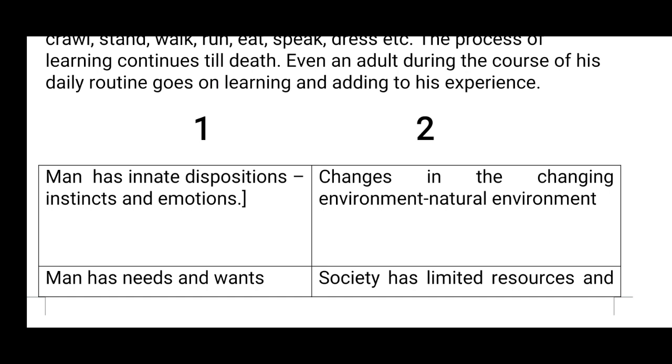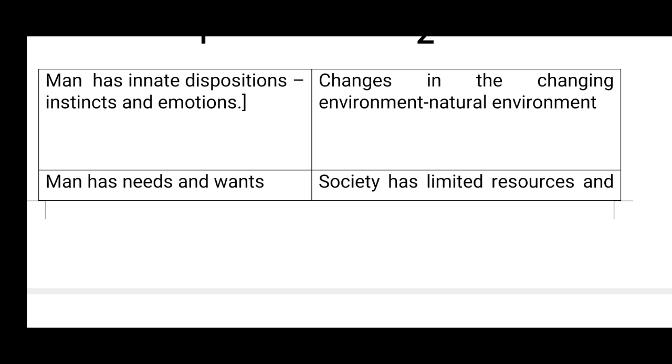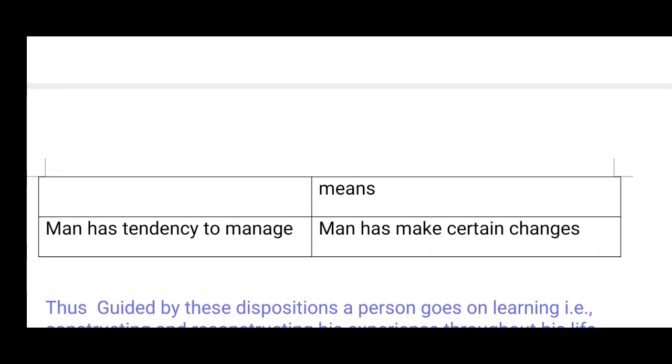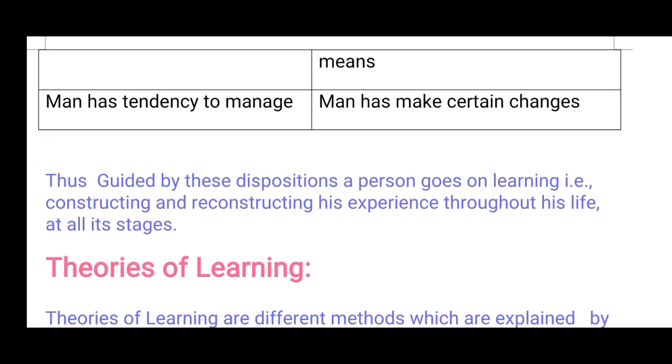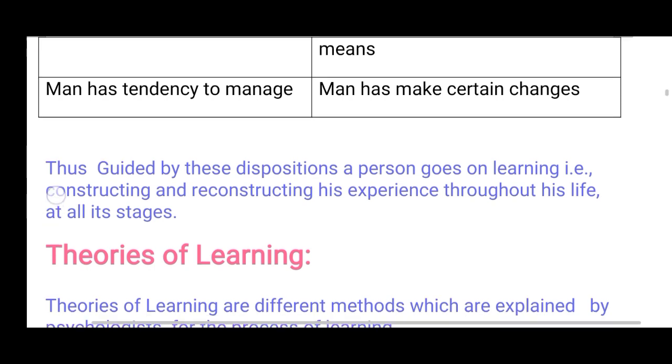Man has to change himself, and later on sometimes he tries to change society too. Man has needs and wants, and society has limited resources, so man has a tendency to manage, and man has to make certain changes. Man has a tendency to manage, meaning sometimes he may manage by himself, and sometimes he modifies the environment. Thus, guided by these dispositions, the person goes on learning, constructing and reconstructing his experiences throughout his life, and this is known as learning.